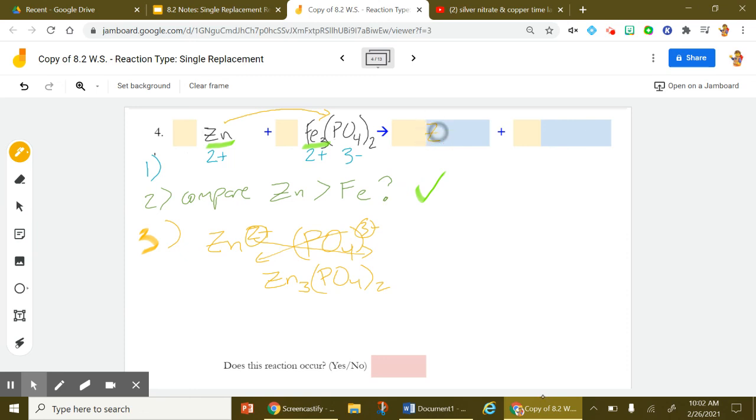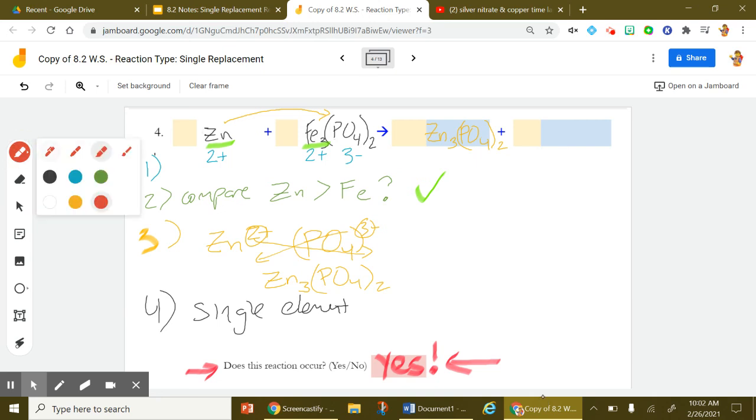All right, see if I can squeeze it in. Zn3(PO4)2. Okay, and the other product is going to be the single element. Oh, by the way, does this reaction occur? Yes, it does occur. All right, the reaction does occur. Don't forget, you got to tell me if the reaction occurs down here.